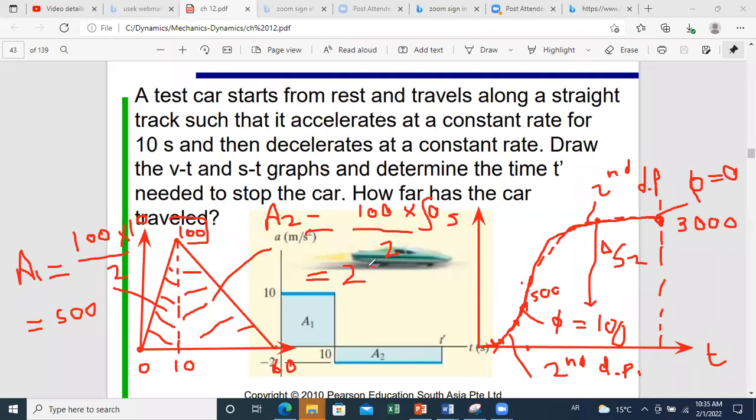This represents delta S. And since S at the end of phase 1, which is S at the beginning of phase 2, is 500, I should add 2,500 to 500 to get S final, which will be equal to 3,000. Okay. Any question on this?